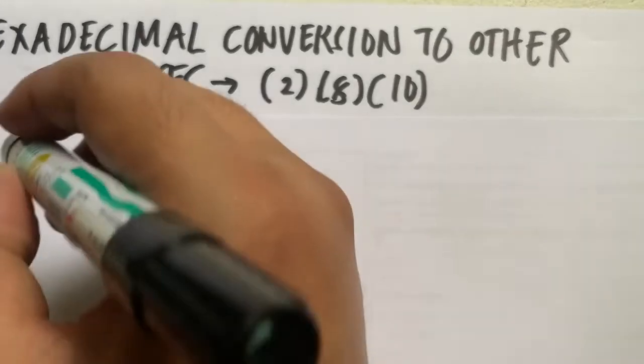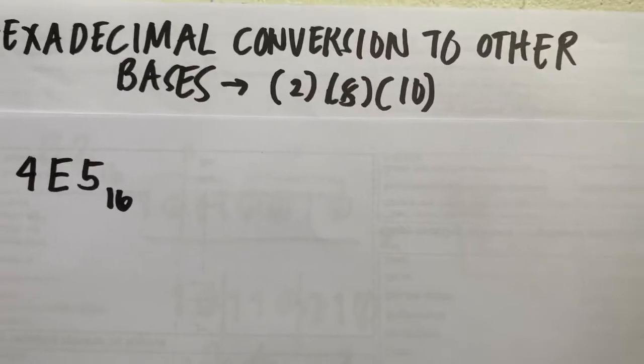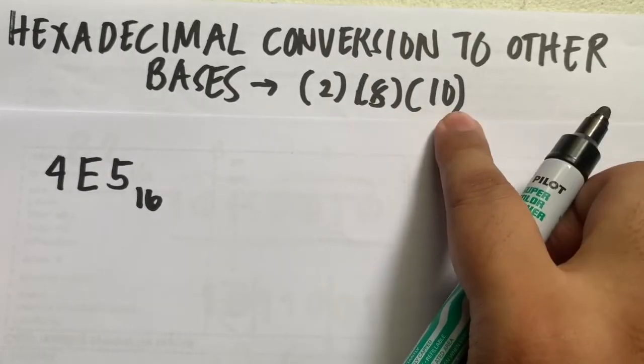So let's have another example of converting hexadecimal numbers to binary, octal, and decimal. Say you are given the hexadecimal number 4E5. How are we going to convert this to its binary, octal, and decimal equivalent?